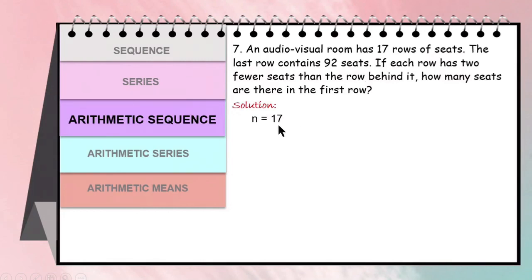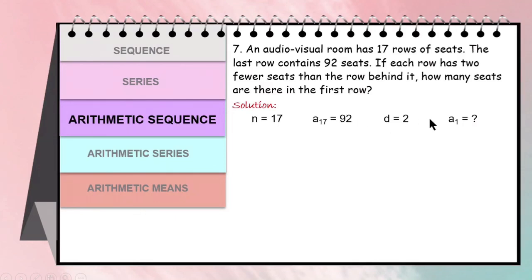N is 17. The room has 17 rows of seats. The last term, or a sub 17, is 92. The last row contains 92 seats. D is 2. Each row has 2 fewer seats than the row behind it. And we are looking for a sub 1. How many seats are there in the first row?